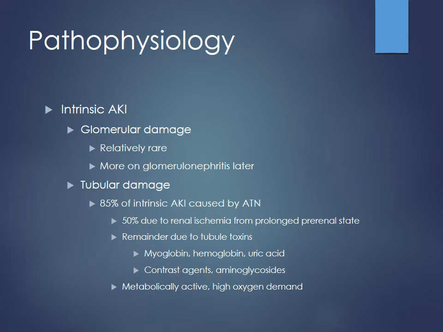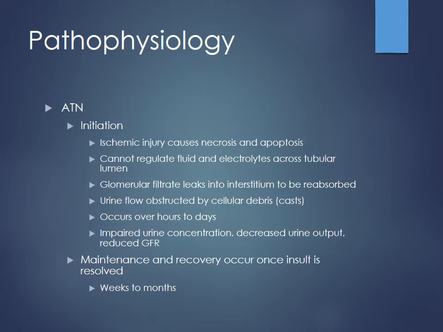So those patients can be pretty complex when you run into them. But again, when you're looking at acute tubular necrosis, you have this initiation phase where you can have an ischemic injury causing necrosis and apoptosis. You have actual cell death happening there, and then they have issues where they can't regulate the fluid and the electrolytes across that tubular lumen. Normally they're either secreting or reabsorbing things like fluids and electrolytes, and that goes out by the wayside. You also are going to have this glomerular filtrate leaking into the interstitium, and that ends up getting reabsorbed.